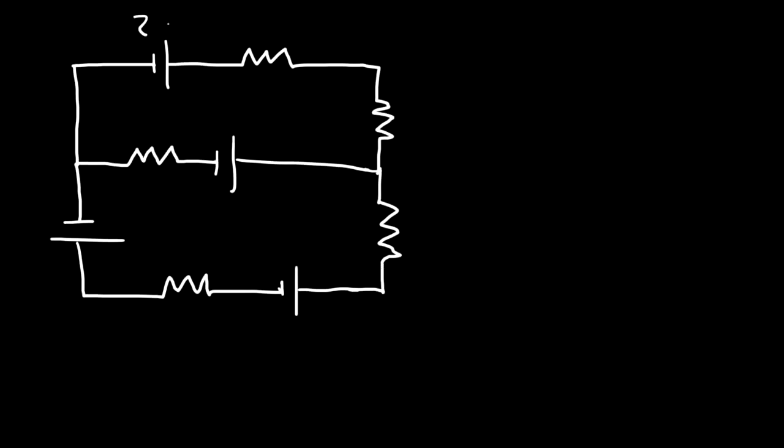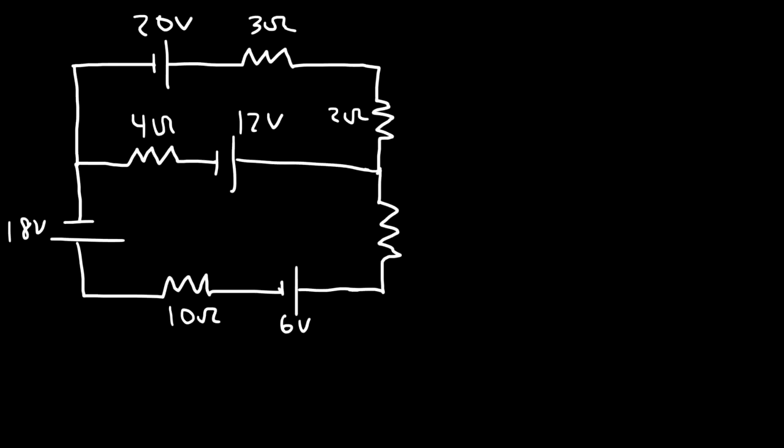So this is going to be a 20-volt battery. This is going to be a 3 ohm resistor. And this is going to be a 2 ohm resistor. And then we have a 4 ohm resistor and a 12-volt battery. And then this is going to be an 18-volt battery, a 10 ohm resistor, and a 6-volt battery, and a 6 ohm resistor.